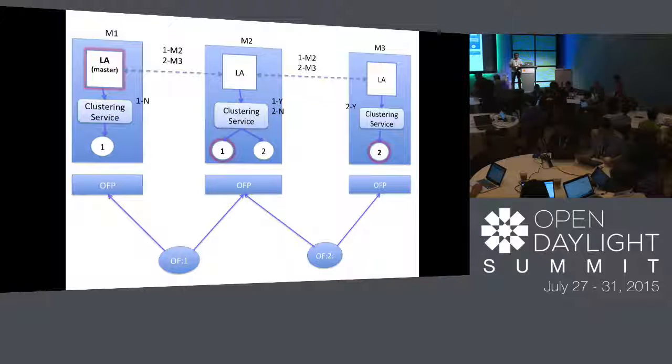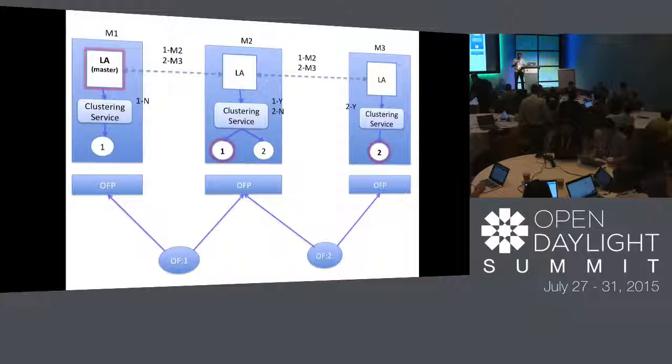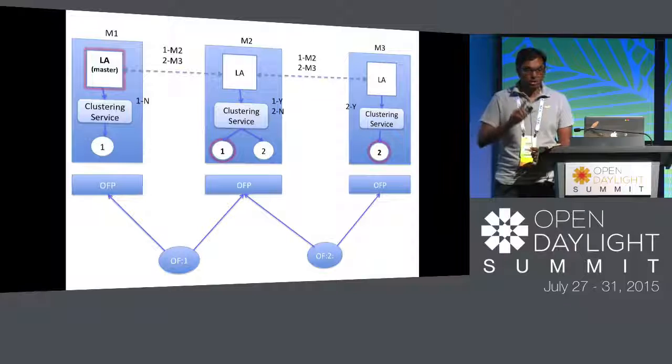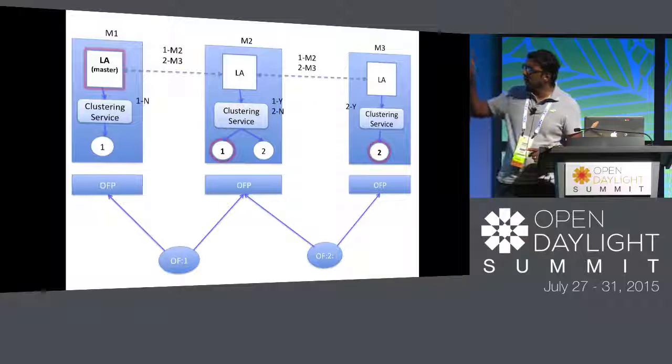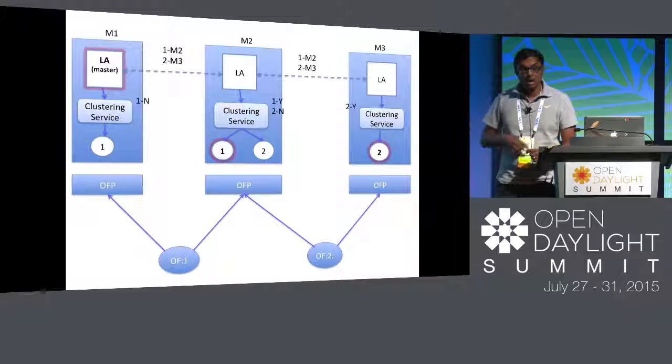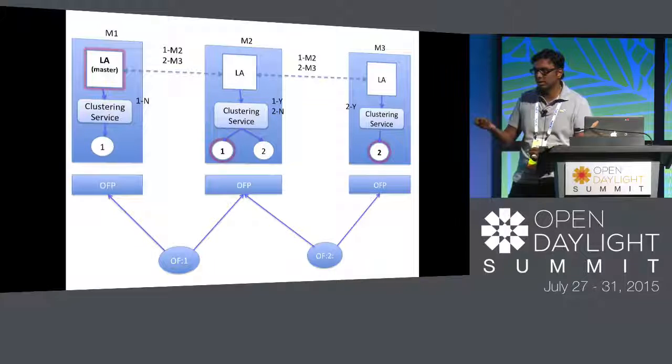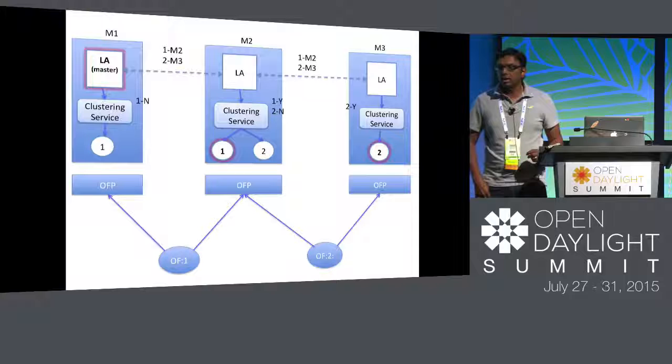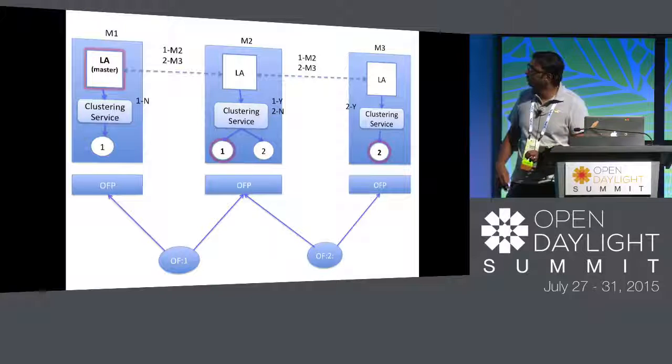I believe a role change is all that is required for a transition from one controller to the other when one of them dies. How soon it happens is based on the Akka cluster down event, and I'm not sure how much time it takes for the cluster down. It's very, very quick. Yeah, okay, so it's very quick.